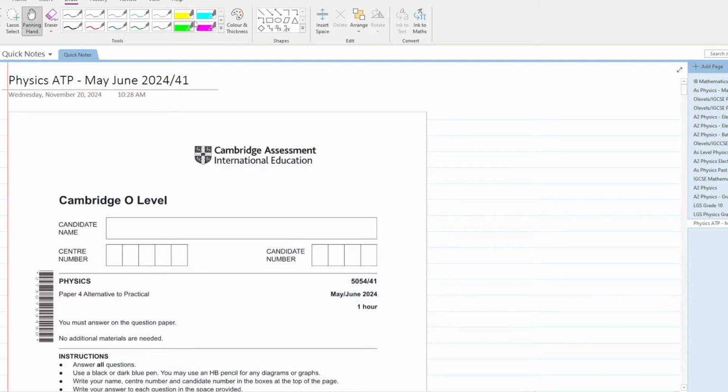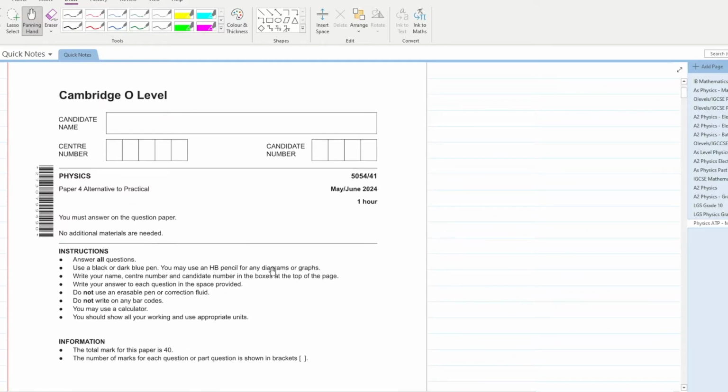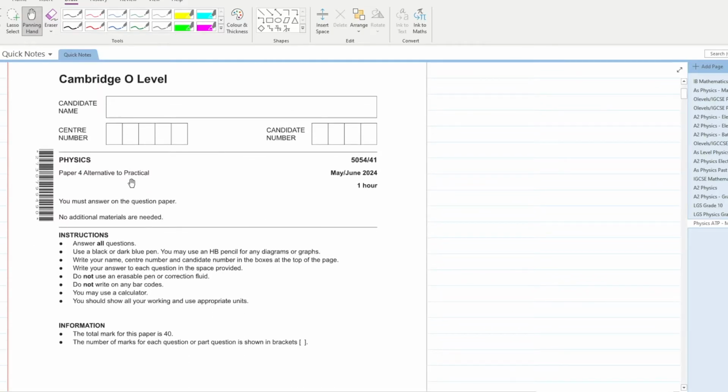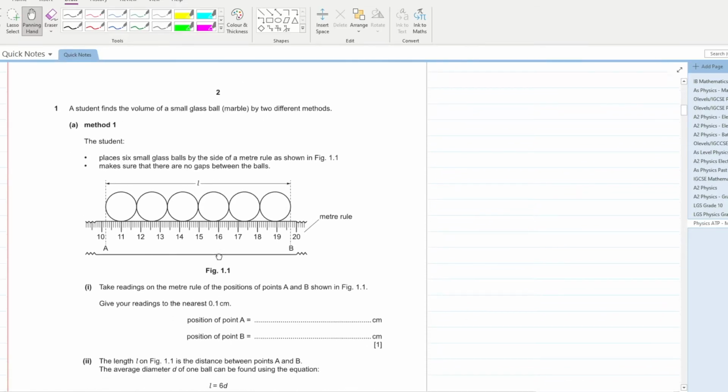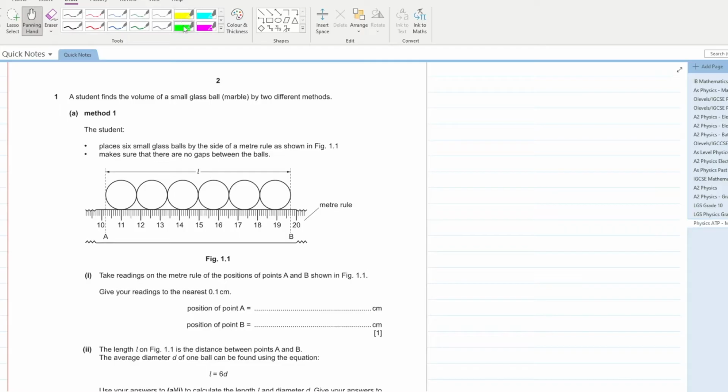Let's get started today with May June 2024 paper 4 variant 1. This is your ATP paper. A student finds the volume of a small glass ball marble by two different methods. There are two different methods to find the volume of a glass ball or marble.